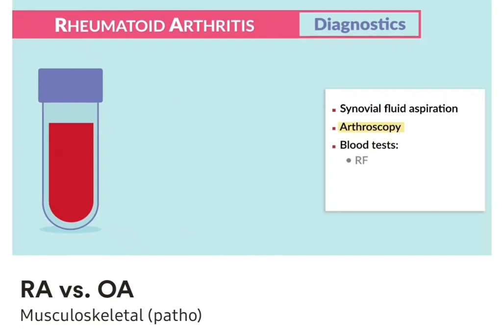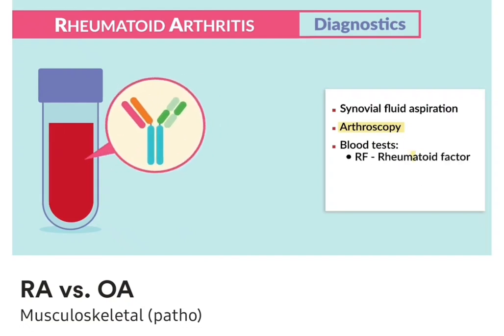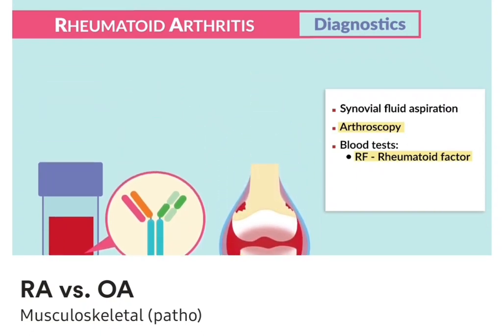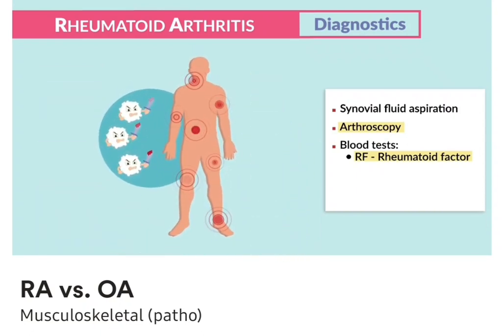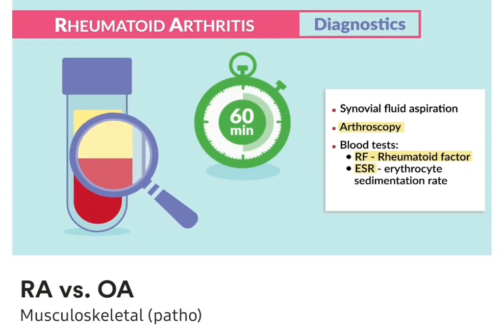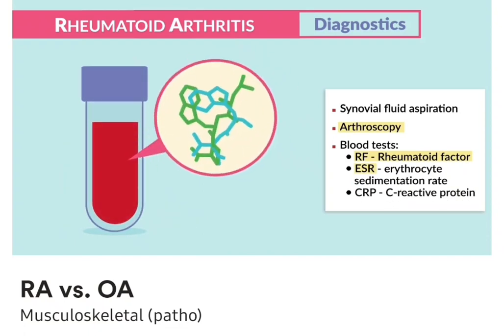So write this down. An RF, or rheumatoid factor, which is an antibody inside the blood, can indicate RA. And we have 2 other tests which mainly indicate inflammatory processes in the body, like an ESR, which is erythrocyte sedimentation rate, and a CRP, C-reactive protein. But again, these just measure general inflammation inside the body.